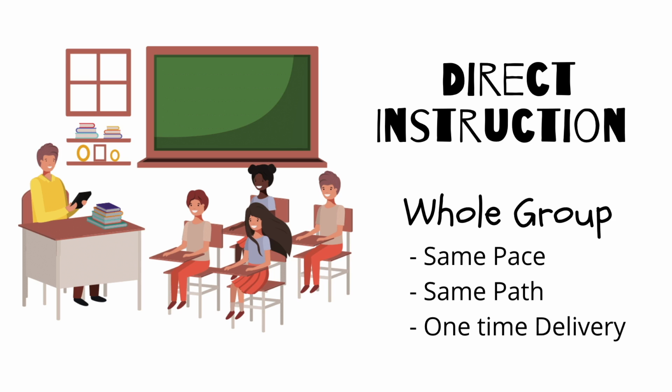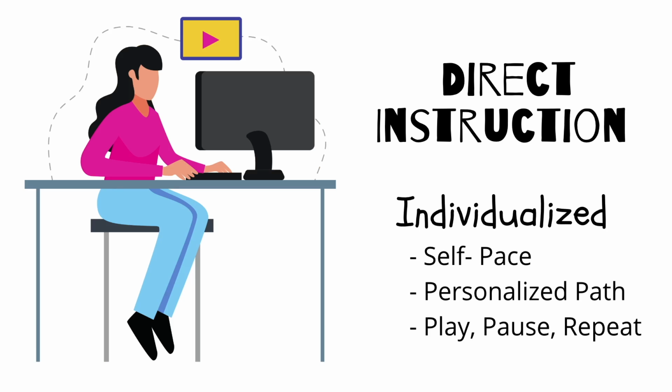In one way we can deliver direct instruction, and this occurs at the same pace for everyone. Everyone's going on the same path. It's like a one-time delivery. You need to be present there for it. If you were absent, there's no way to watch or see what occurred or hear what occurred. You'd have to get it secondhand, so to say. And flipped learning's goal is to take the direct instruction and individualize it.